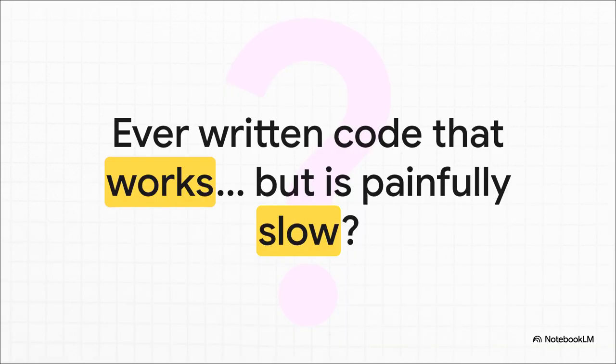So let's kick things off with a scenario that I know you've run into. You build a new feature, and with your test data, a handful of items, it works perfectly. But then it goes live, and users start throwing thousands or even millions of data points at it, and suddenly your application just crawls. This isn't just a simple bug, it's a scaling problem.